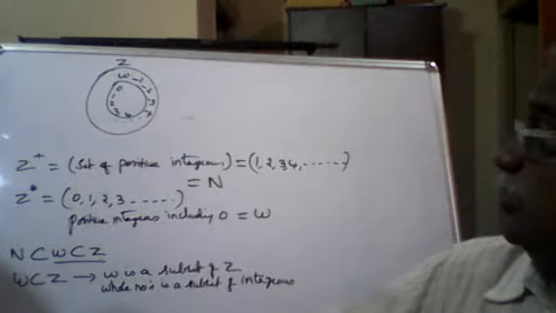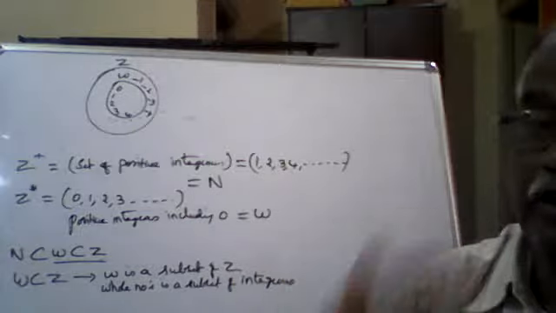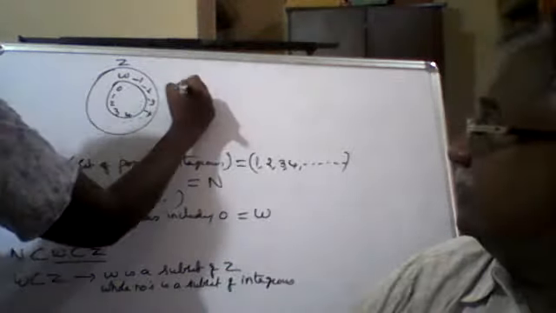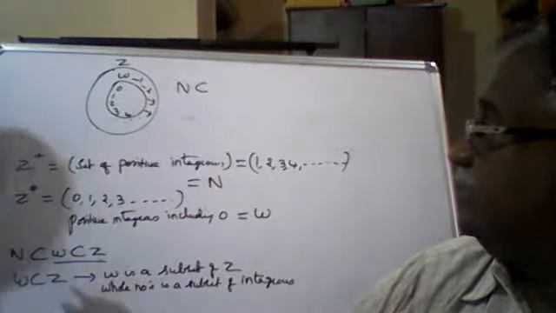Now, first we saw naturally we write N. Here you write again N ⊂ W ⊂ Z.